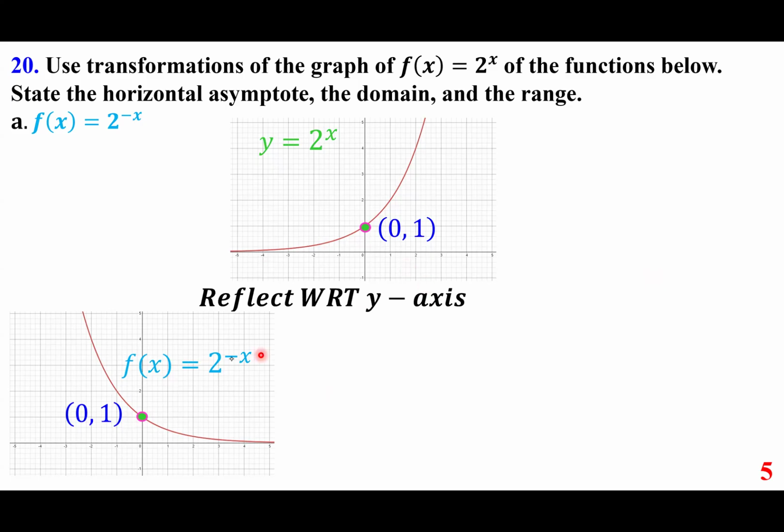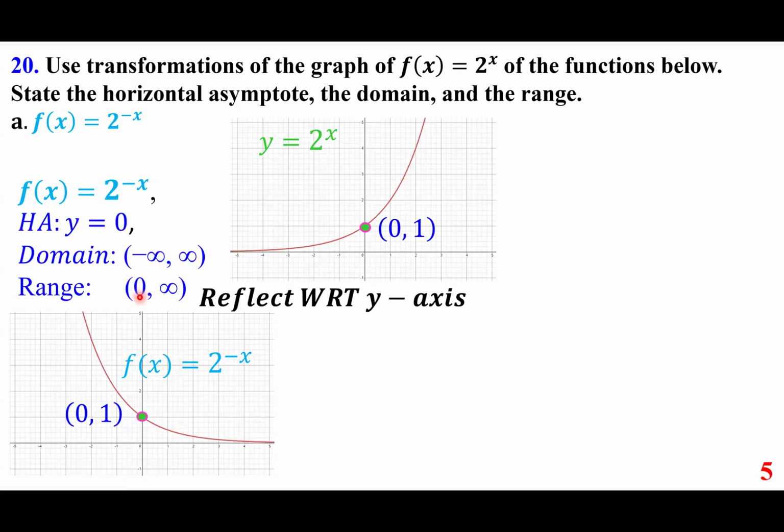There is no x-intercept. Domain for both of them are real numbers. The range for both of them from 0 to infinity. And take a look, by the way, 0 is not included. So everything is the same. What is the difference? Increasing. Y equals 2 to the power of x is an increasing function, exponential growth. 2 to the power minus x is a decreasing function.